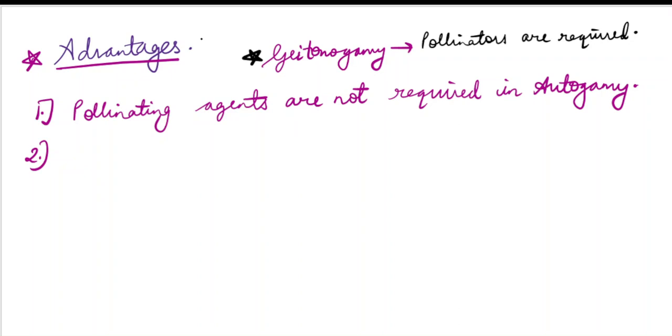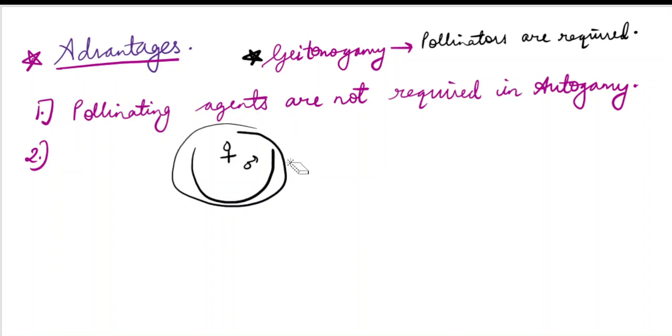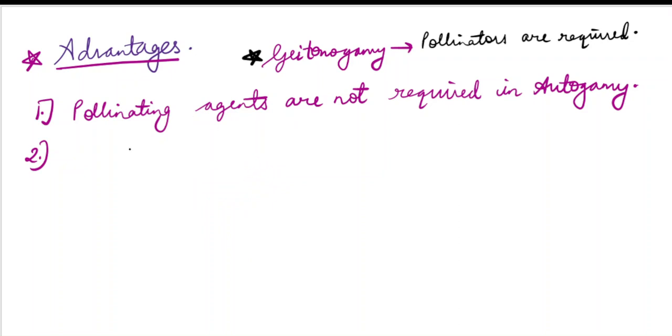So here the flowers, in case of autogamy, there is no need for flowers to be showy and all. The flowers can be normal flowers also, since in one flower there are both male and female parts. Both parts are present in the same flower and it's self-pollination. So there is no requirement for the flowers to be showy, and no requirement to give nectar or pollen to the pollinators, because there is no topic of pollinators, right? So this is an advantage.